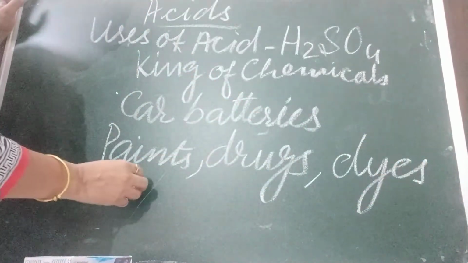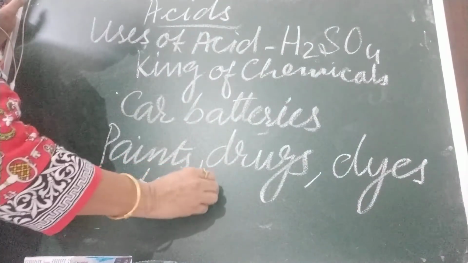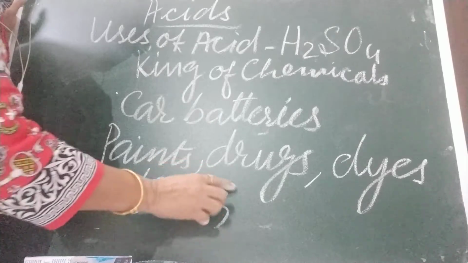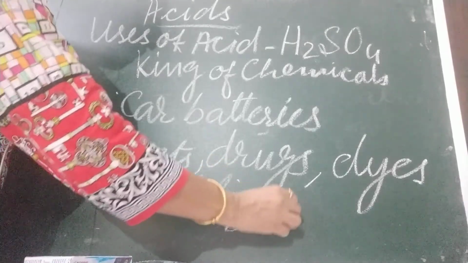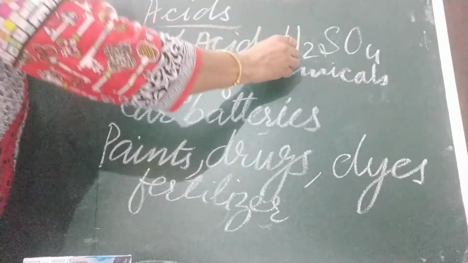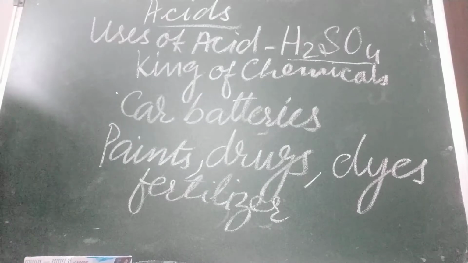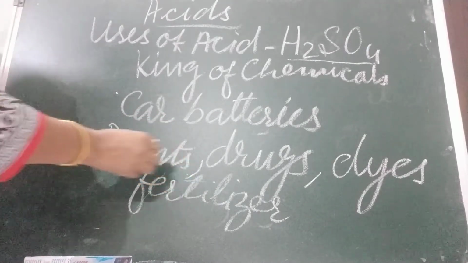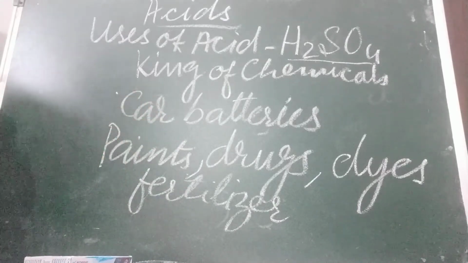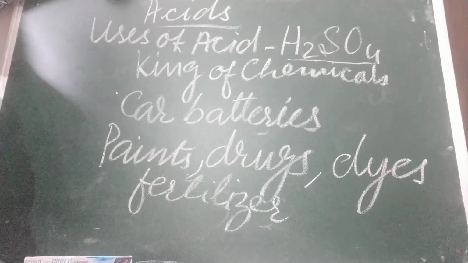Next is fertilizers. Very important. Okay. So these things are produced from this. For commercial purposes, we use sulfuric acid. Commercial purpose of what? Paint, drugs, dyes, fertilizers. We use what? Sulfuric acid.